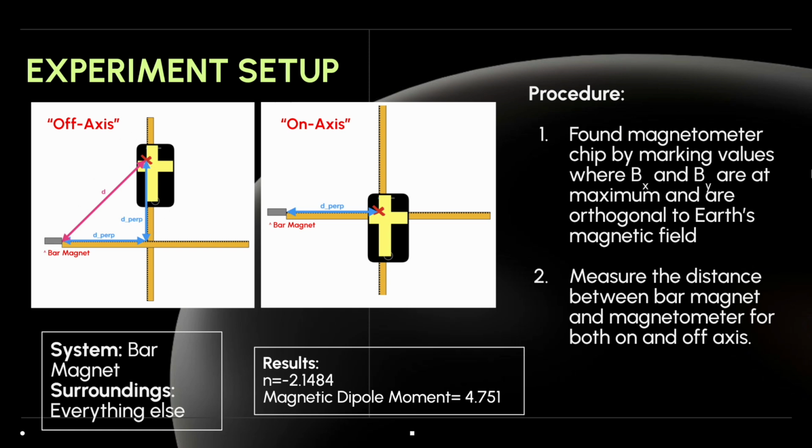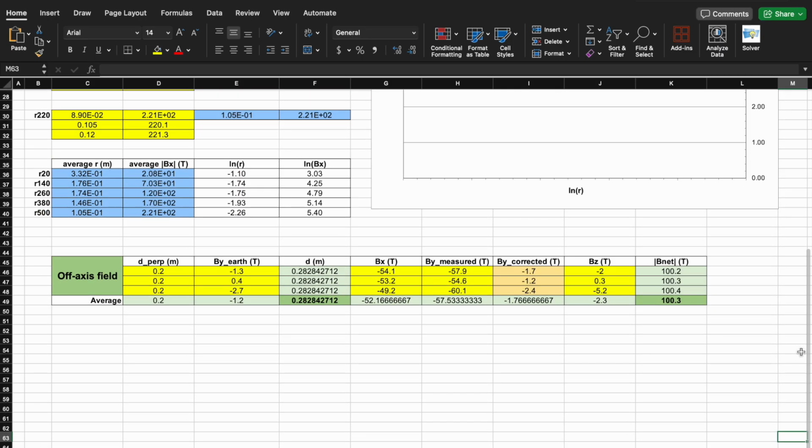So the system is the bar magnet with the surroundings being everything else. After we recorded our results, we found that n equals around negative 2.1484 with the magnetic dipole equal to around 4.751. So how do we get that calculation?